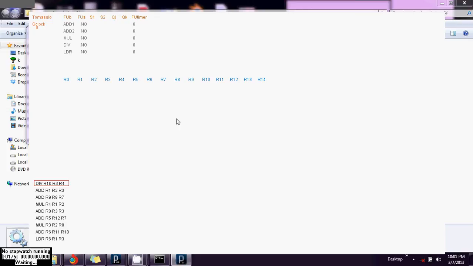R0 to R14 are registers, and these are the instructions that are going to be executed. G clock is the global clock. It will show the total time from the starting of the program.